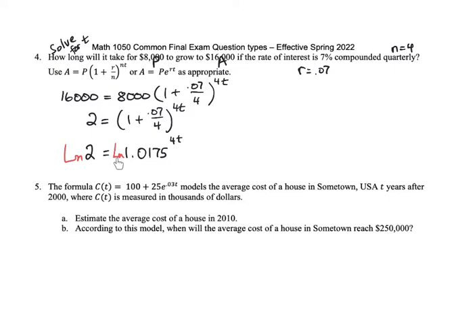And why would we want to use natural log of all logarithms? It's on your calculator. It's an easy logarithm on your calculator. And you can also do the same thing with common log, log. The same thing applies. So you can take this exponent and move it down in front of that logarithm, and it is no longer an exponent. So what we would have now is natural log of 2 equals 4 times t times the natural log of 1.0175.